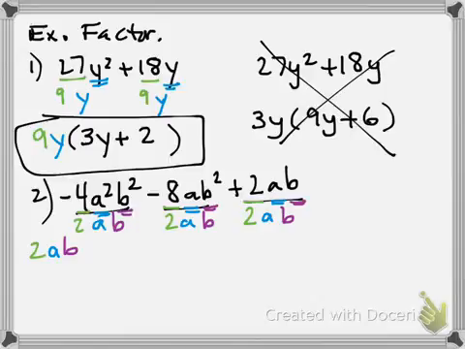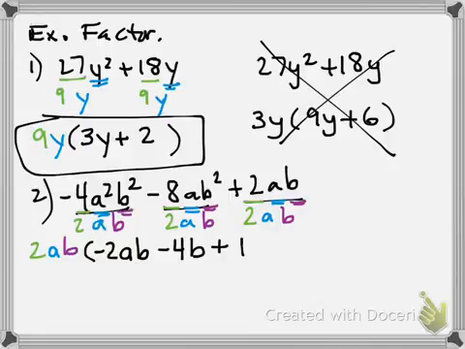And let's see what the remainder polynomial is. So negative 4 divided by 2 is negative 2. A squared divided by A is A. B squared divided by B is B. Negative 8 divided by 2 is negative 4. A divided by A is 1. B squared divided by B is B. Plus 2 divided by 2 is 1. A divided by A is 1. B divided by B is 1. So what do I have left?